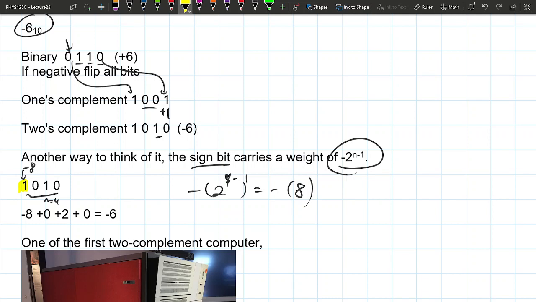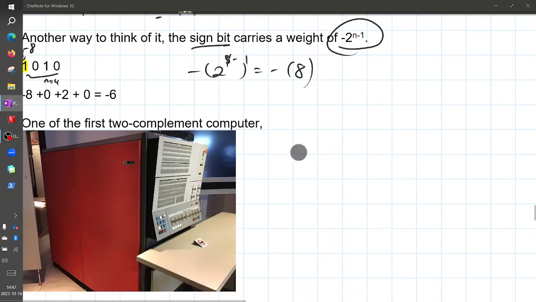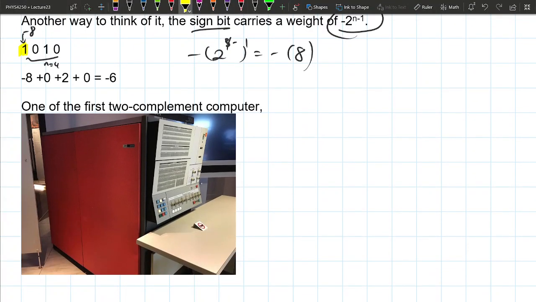One of the first two's complement computers was also built in the 1960s, and it's based on vacuum tubes. That's why it's the size of a room. This is before transistors were commercialized, where a lot of people could use them. And apparently there's a no smoking sign in front of it for some reason.